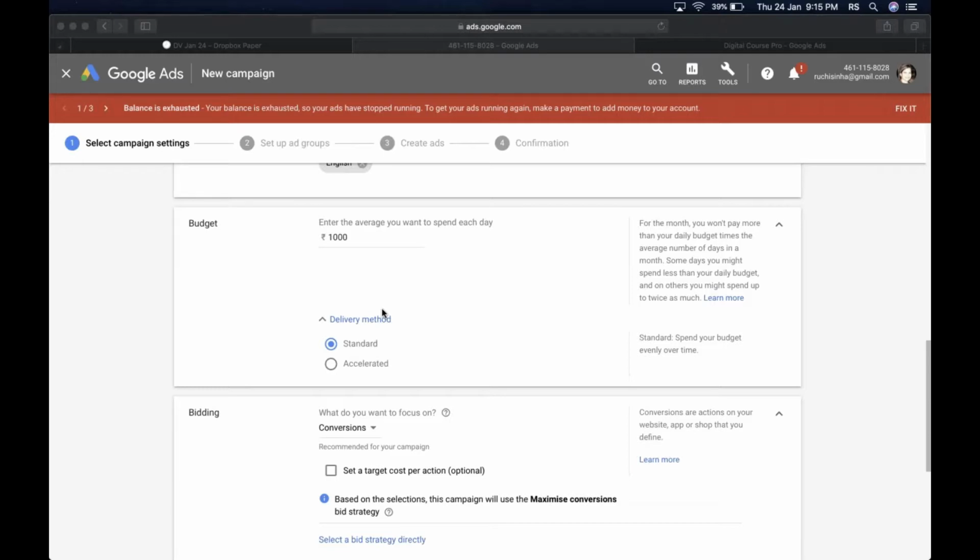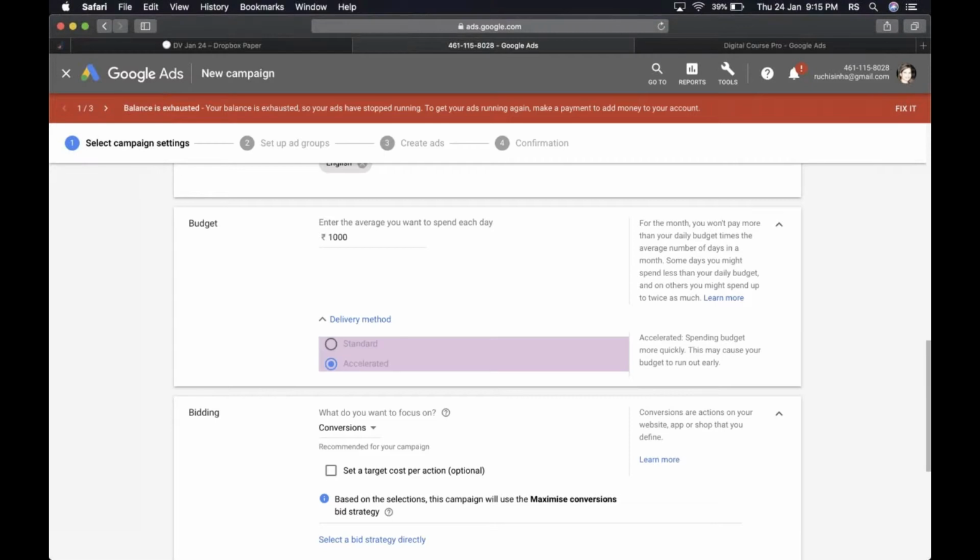Accelerated mode of delivery means that Google will try and show my ad at every possible opportunity, right? That can mean my money will run out quickly, because my ad will show, people will click, money will get spent. But suppose it is spent by 11 a.m., then my ad will not show for the rest of the day. My campaign will be paused, and it will only go live the next day. Then next day, with a fresh budget of 1,000 rupees, the ads will start.